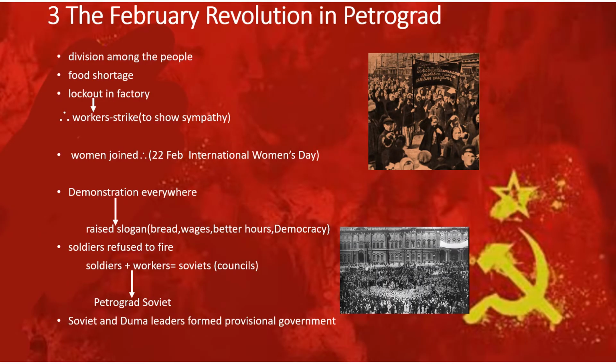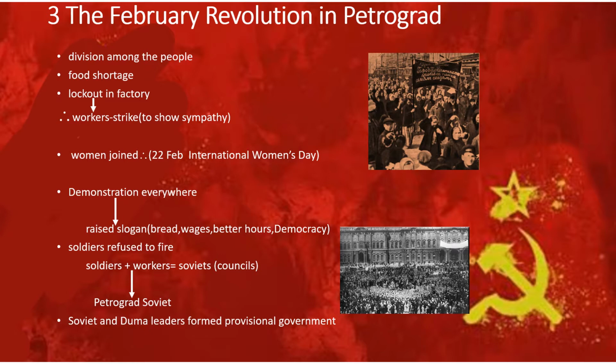The February Revolution in Petrograd. Division among the people could be clearly seen in the city. There was food shortage. There was a lockout in one factory. As a result, workers of 50 more factories went on strike to show their sympathy towards the workers of that factory.